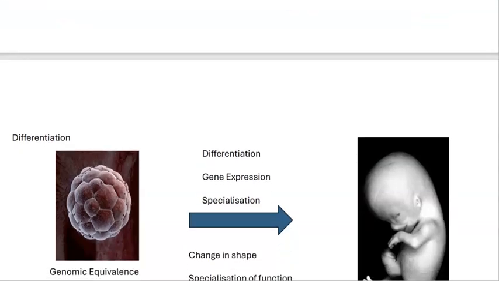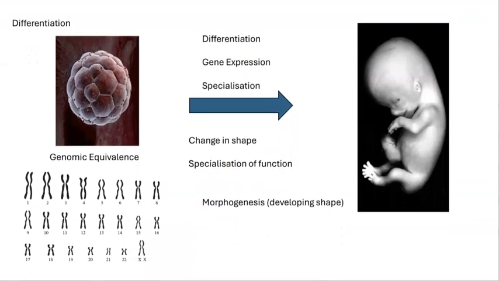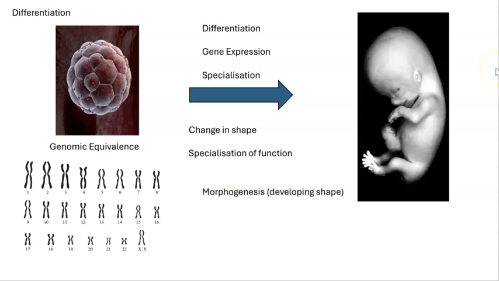So let's frame the topic that we wish to discuss. When we look at the ball of cells from the inner cell mass, all of these cells have retained the capacity to form any part of the fetus. Remember that each one of them contains an entire set of the human genome.